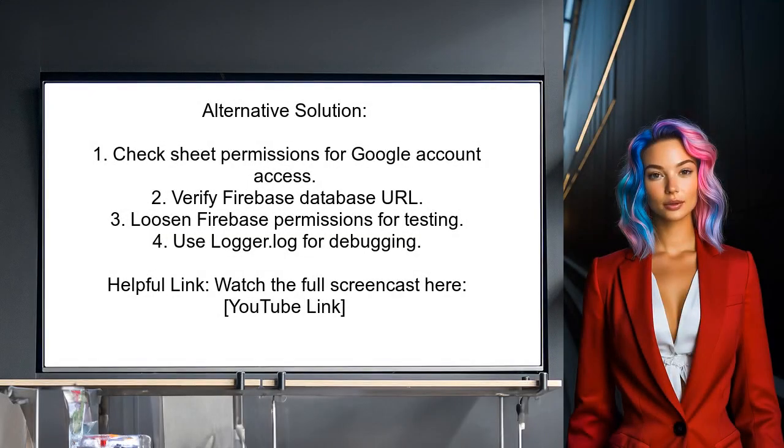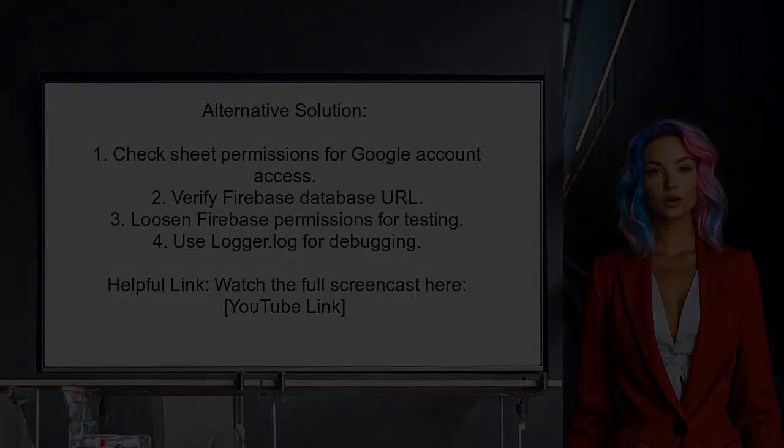An alternative solution provided by another user suggests checking a few key areas if you're having trouble exporting from Google Sheets to Firebase. First, ensure that your sheet has permission to access your Google account and documents. Next, verify that the Firebase database URL is referenced correctly. For testing purposes, you might want to loosen permissions on Firebase to allow writing. Lastly, consider using the logger.log tool to debug and see what outputs you get in specific sections of your code.